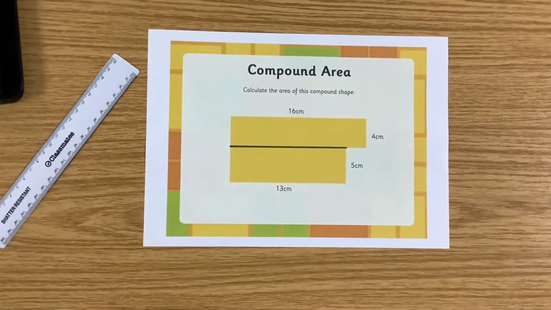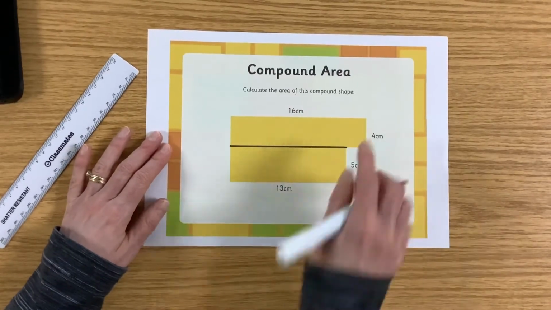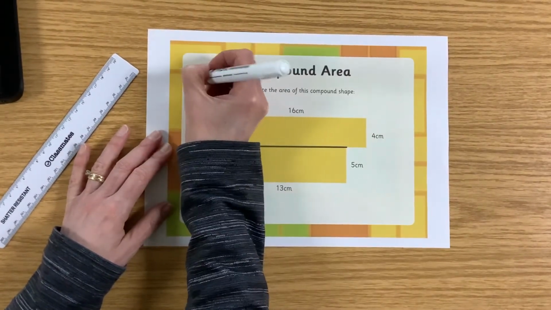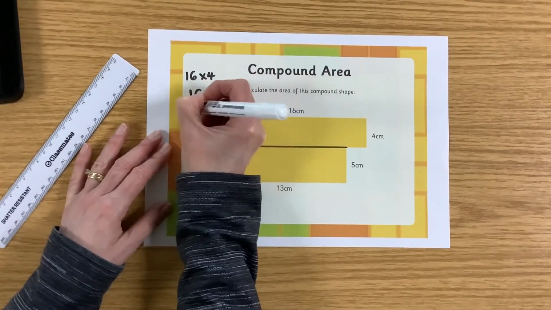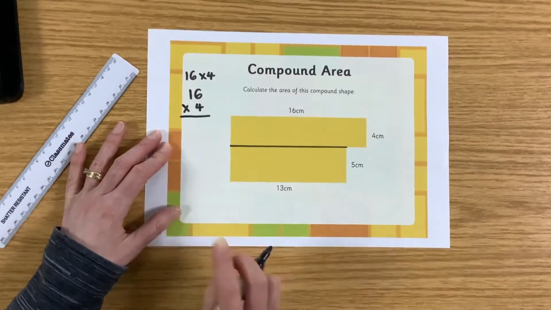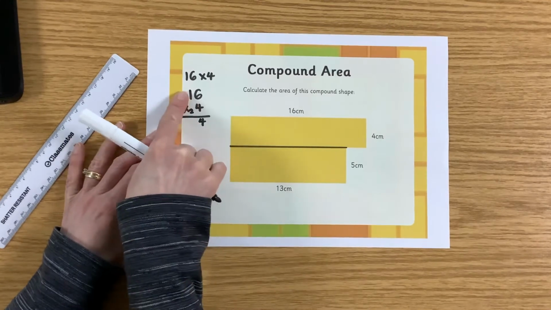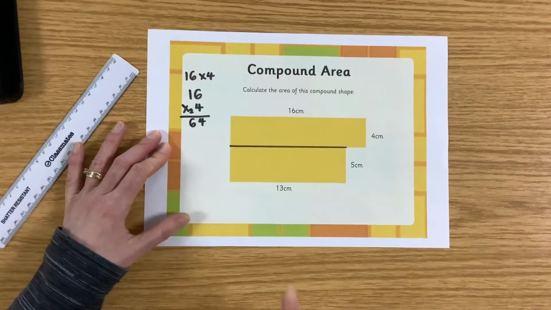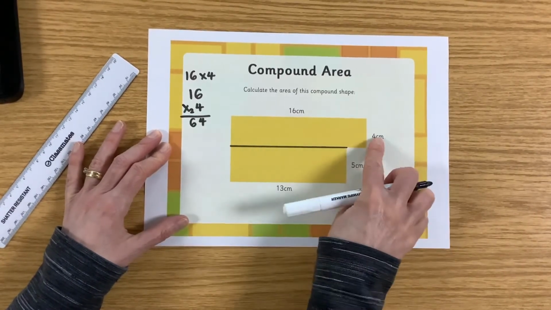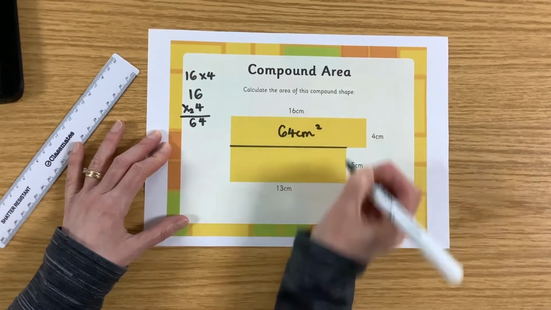Now, if the numbers are starting to get a bit bigger for your multiplying, you might want to write out your multiplying question as a vertical one. So 16 times 4. Now, some of you will be able to do that straight away in your head, but if you find it harder, write it out like that. So 4 times 6 is 24. 4 times 1 is 4. Add 2, 64. So the area of this bit, that's 16 times 4, is going to be 64 centimetres squared.